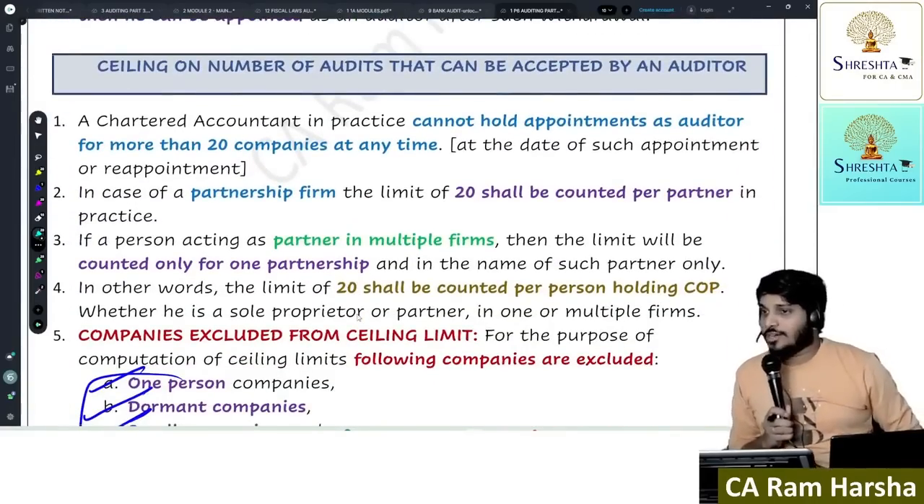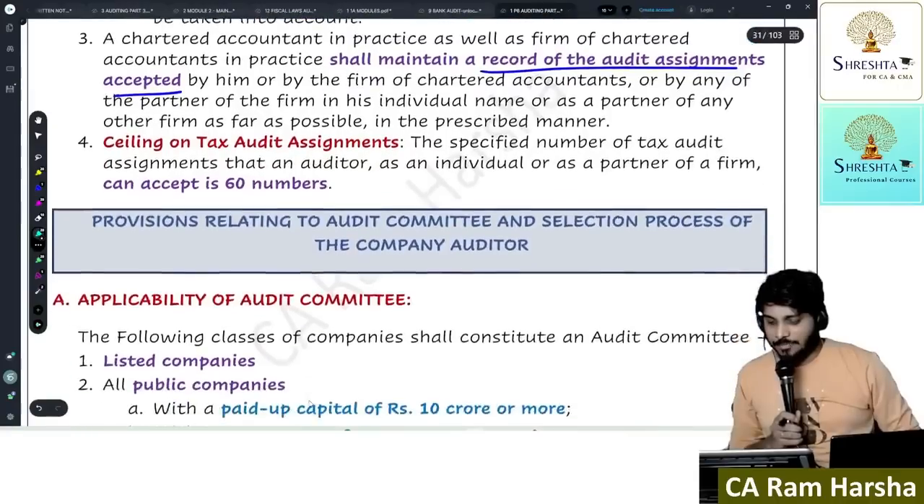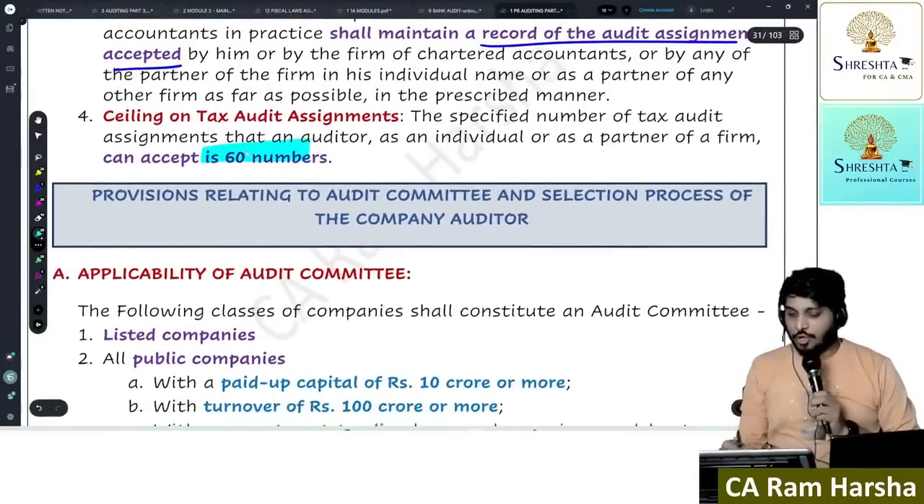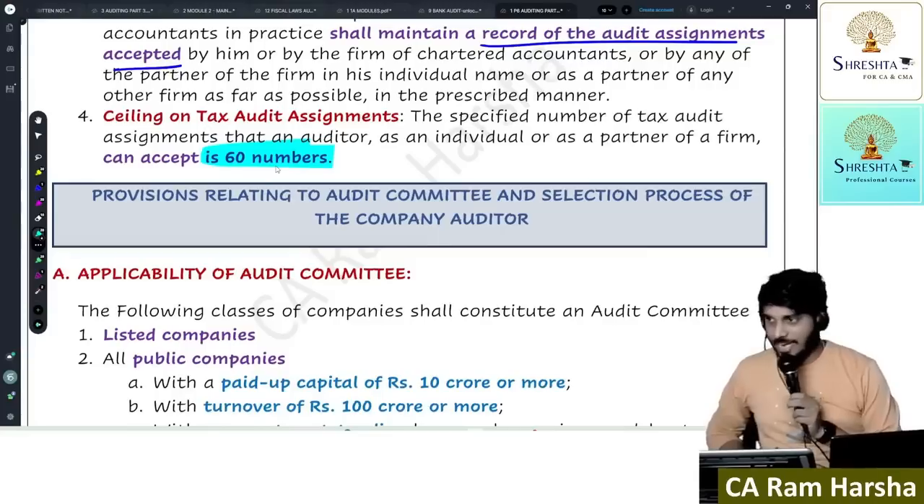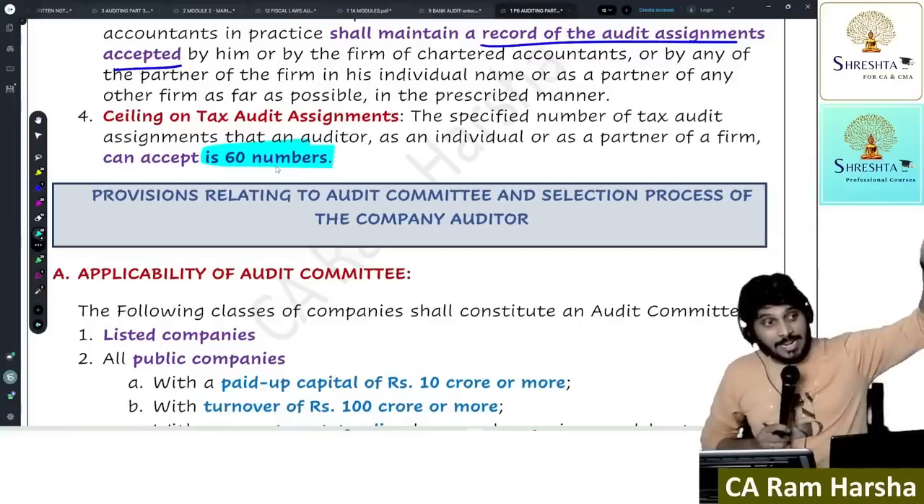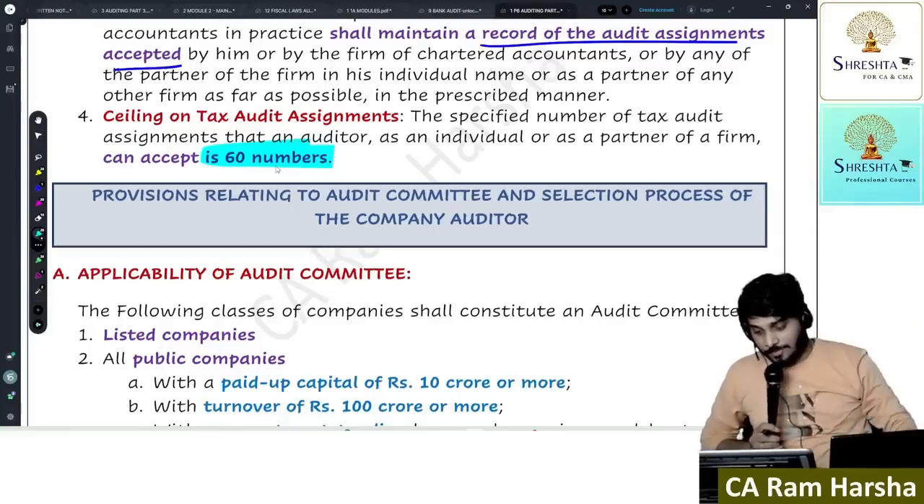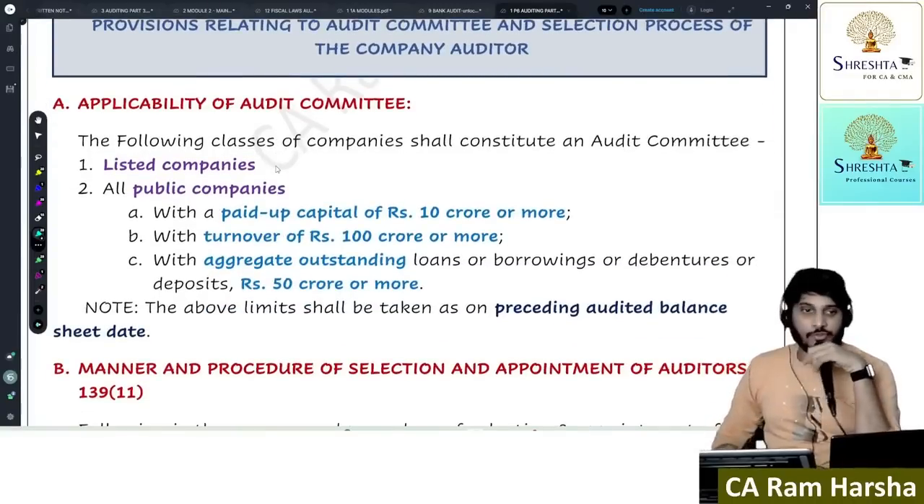So all of you clear on ceiling limit, all that? So that's it. Disqualifications is done. So maximum tax audit assignments, how many you can accept? 60 per financial year. That is per financial year, not at any point of time. Whereas company audit 20 at any point of time. Be clear. Next, we will have to discuss appointment of auditors.